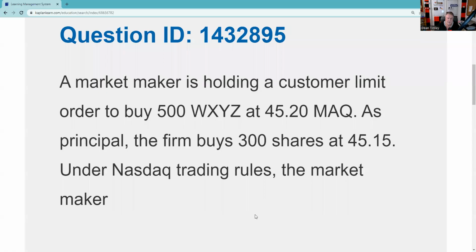So here is the question request. A market maker is holding a customer limit order. Now, I would warn you that on the test, they're under no obligation to tell you that's a limit order. You should know that when a customer gives you a price, that means it's a limit order. So this could have said it gets a customer order to buy 500 at 45.20, and that would make no difference in terms of the answer.